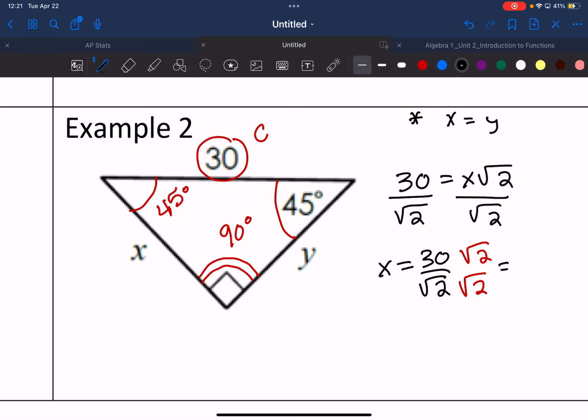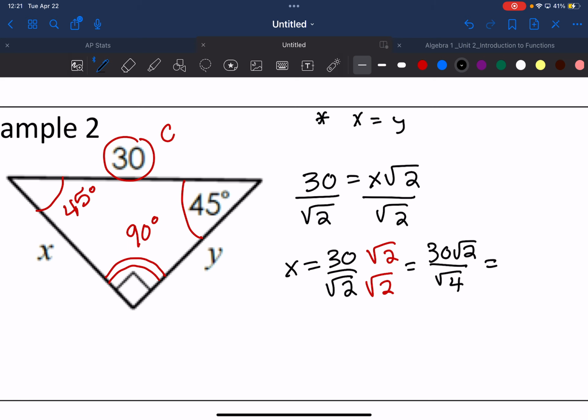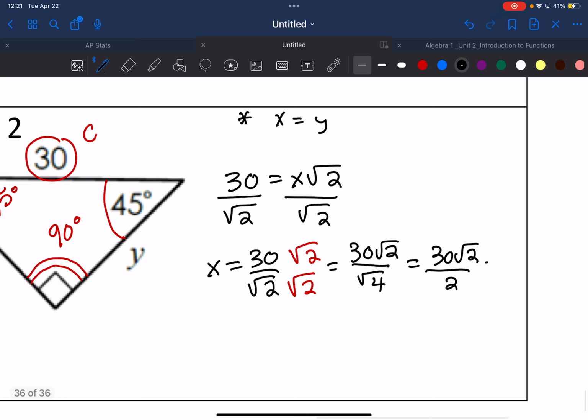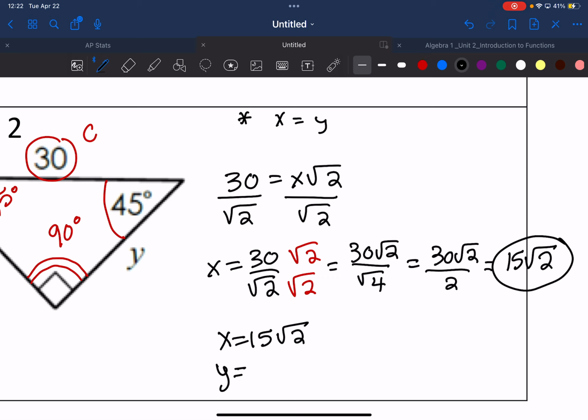So I get 30 square roots of 2 divided by the square root of 4, which is equal to 30 square roots of 2 divided by 2. Can I reduce this further? Yeah, 30 divided by 2 is 15, so I have 15 square roots of 2. This is equal to x. So x is equal to 15 square roots of 2, which means I also know y is equal to what? 15 square roots of 2. Here's our answers.